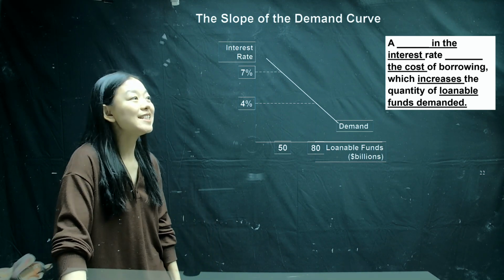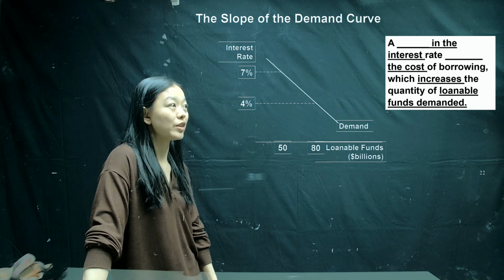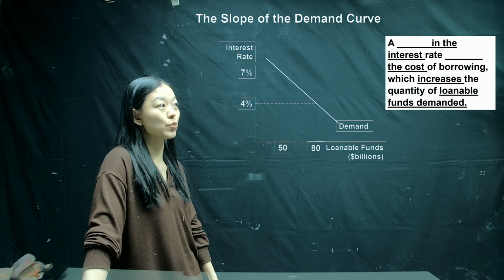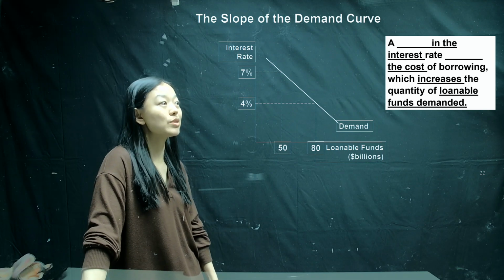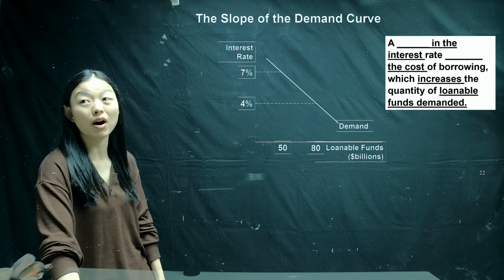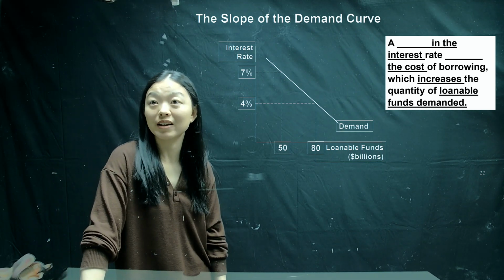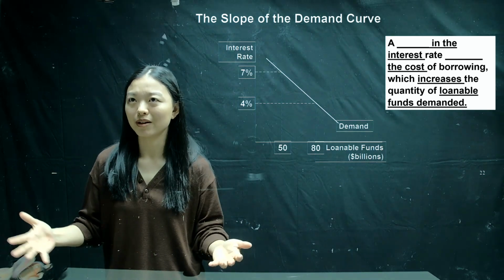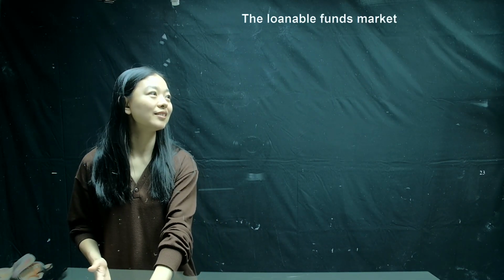Okay, so a decrease in the interest rate would reduce the cost of borrowing, which will increase the quantity of loanable funds demanded. So very similar to what we have learned in the demand and supply model from microeconomics, right?